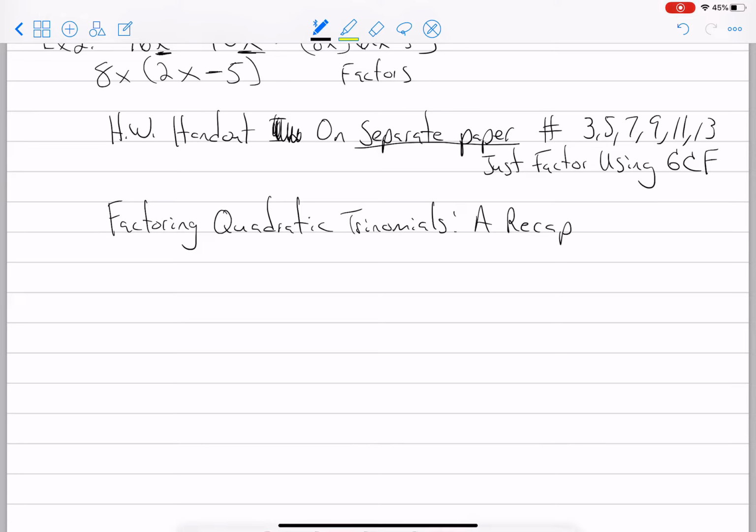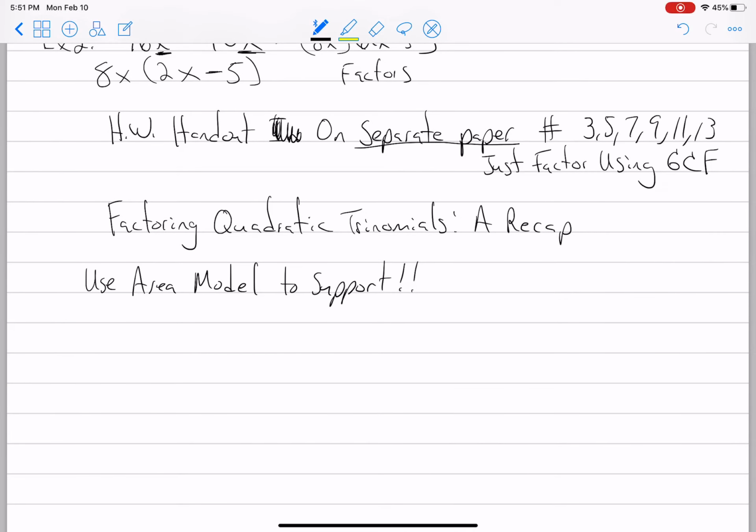Okay? So now with this one, we're going to make some connections. So we're going to use the area model to support. Again, I'm going to be looking for these words. We're going to use the area model for support.